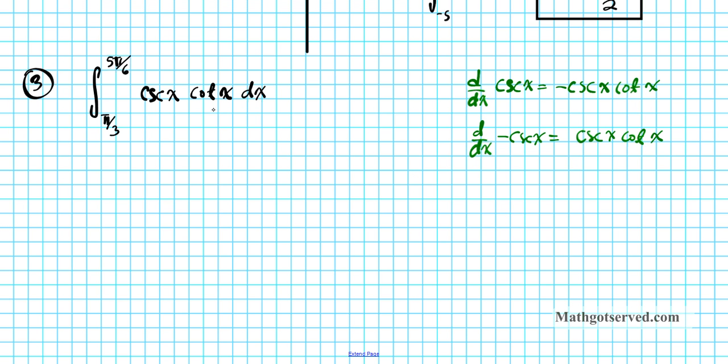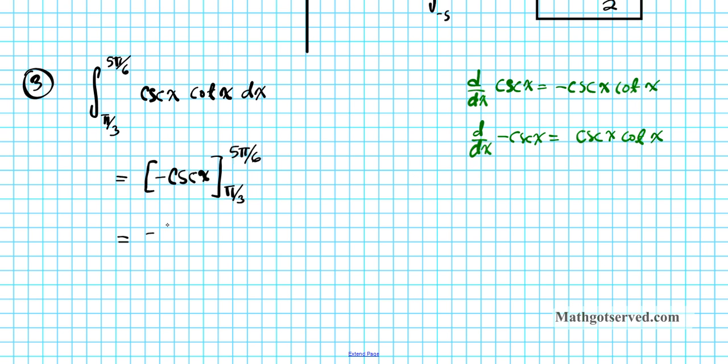So the antiderivative of cosecant x cotangent x is negative cosecant x, evaluated from pi over 3 all the way to 5 pi over 6. What we're using now is FTC part 2. Basically, you find the antiderivative and evaluate it at the upper limit minus the antiderivative at the lower limit. Another thing we can do is factor out this minus so we don't keep using it over and over again.